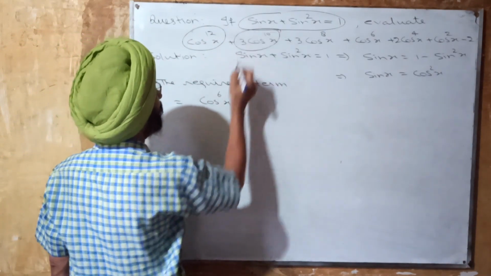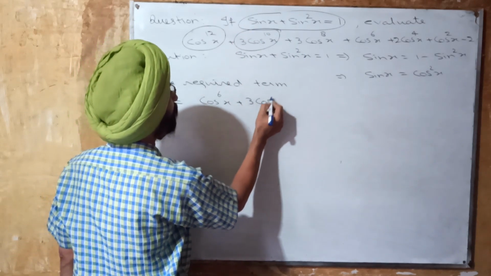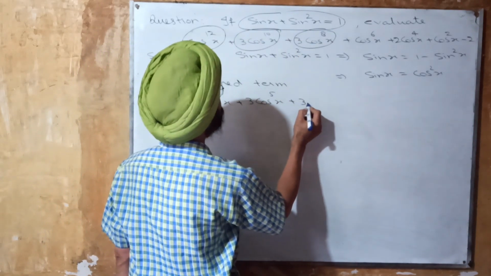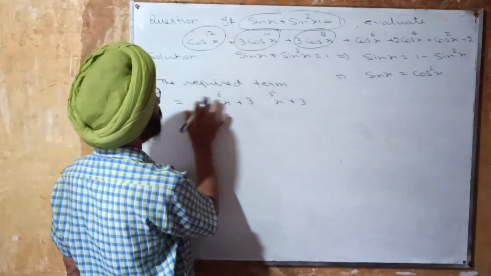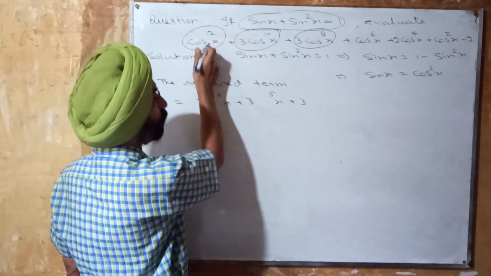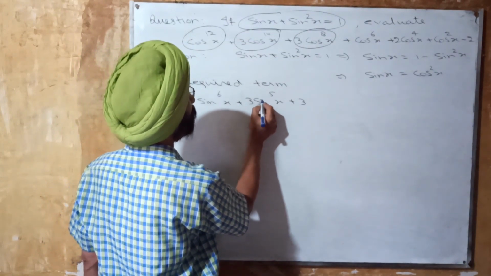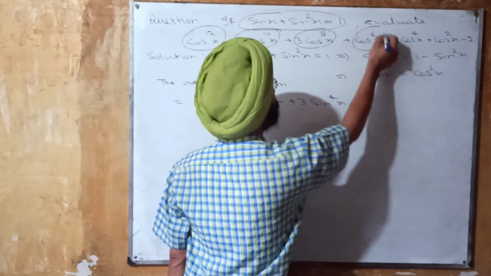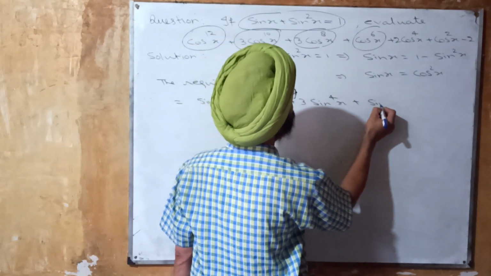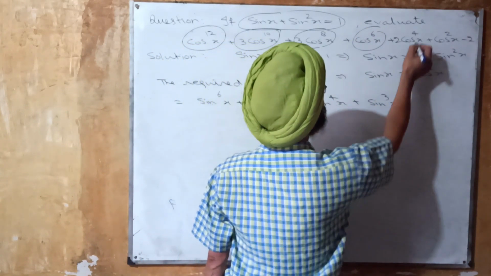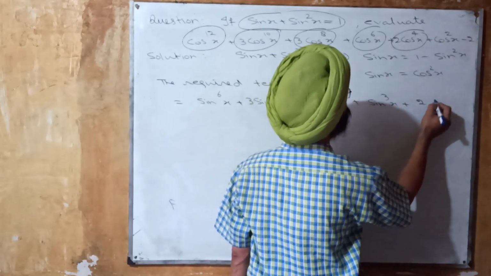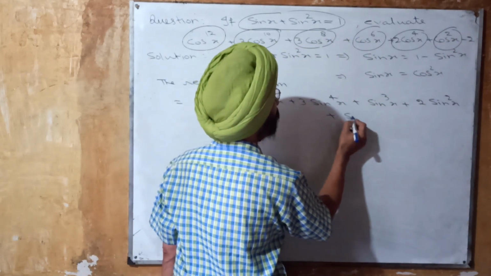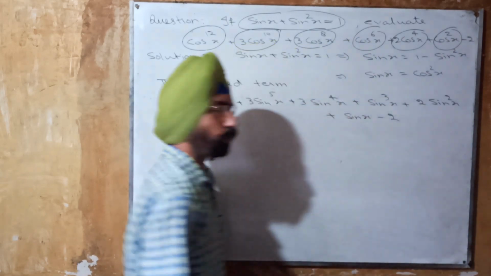This 3 cos power 10x will become 3 cos power 5x, plus this 3 cos power 8x will become, this is going to be converted into sin because cos square x is equal to sin x, so 3 sin power 4x. This cos power 6x will be sin cube x, plus this 2 cos power 4x will be 2 sin square x. This cos square x will be sin x, and at the end minus 2.